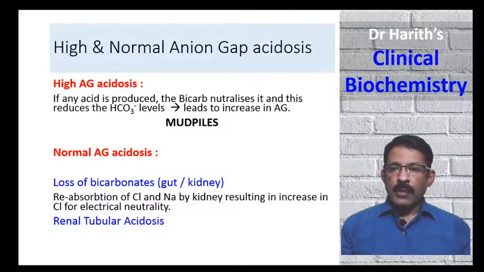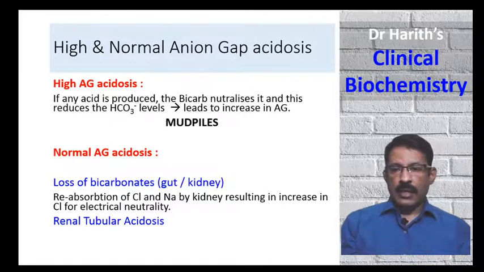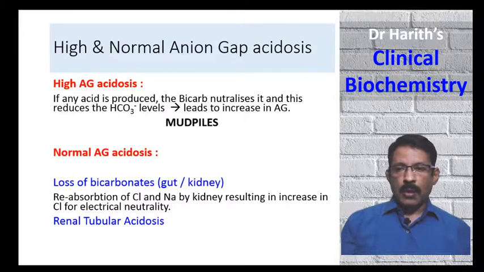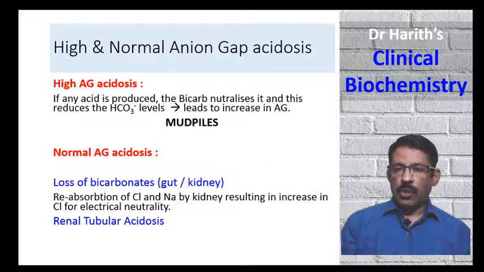Normal anion gap acidosis: when there is loss of bicarbonates in the gut or the kidney, the reabsorption of chloride and sodium by the kidney increases. This results in gain of chlorides for electrical neutrality. You are losing bicarbonates, but you are reabsorbing chlorides for electrical neutrality, so the anion gap does not change.